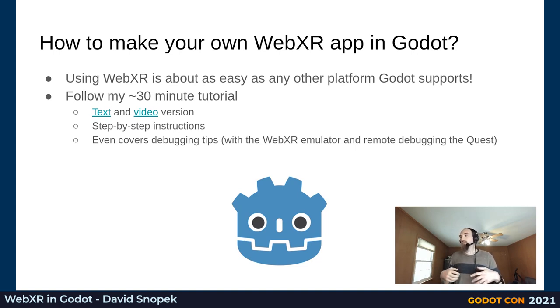As well as how to do remote debugging if you're running your app on the Quest. So if you put on your Oculus Quest, open up the Oculus browser, go to your WebXR app, there is no way within the headset to see any error messages or get any debug output if you're putting print statements in your code. But there is a way to connect the Quest to your desktop computer with a USB cable and then get all of that output on your desktop. So it includes information on how to do that.